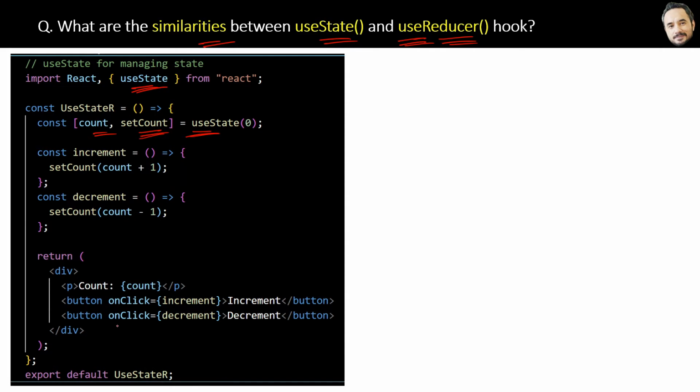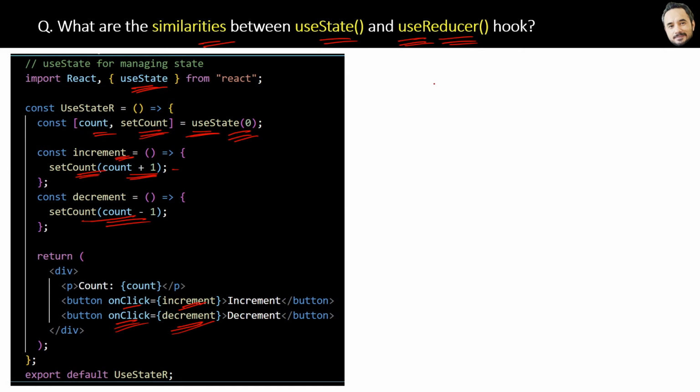Below in UI, we have two buttons. On clicking the increment button, the increment function will be called, and that will eventually call the setCount function, which was returned by the useState hook above. This setCount will update the count or state value. And on clicking the decrement button down there, the count value will decrease in the same manner. Great, that's the short story about the useState.